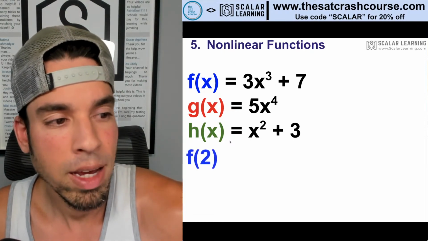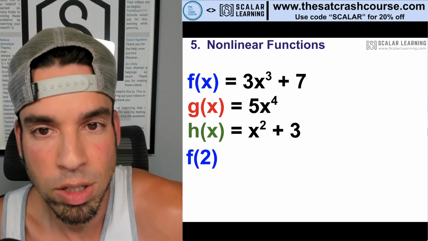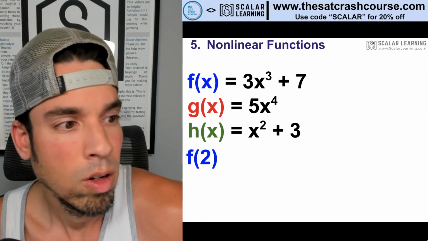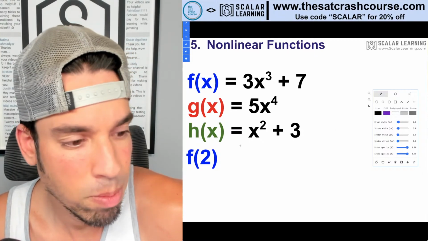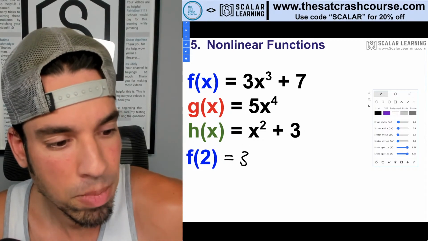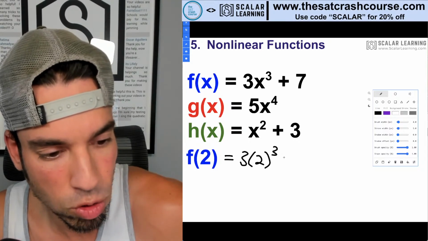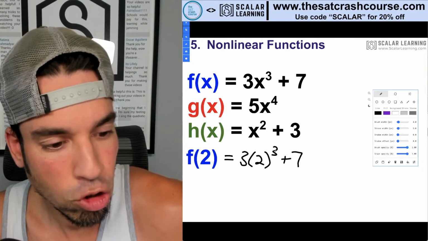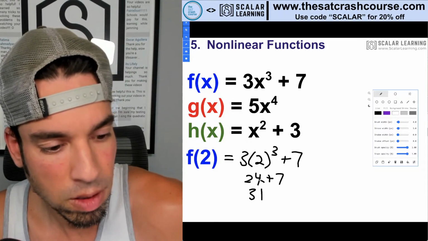And we might have different things that they're going to ask us to calculate. So for example here, we've got f of 2. We need to be familiar with what it means when they say find f of 2. That means we're plugging 2 in for x in f of x. So I'm replacing the x with 2. 2 cubed is 8 times 3 is 24 plus 7 is 31.